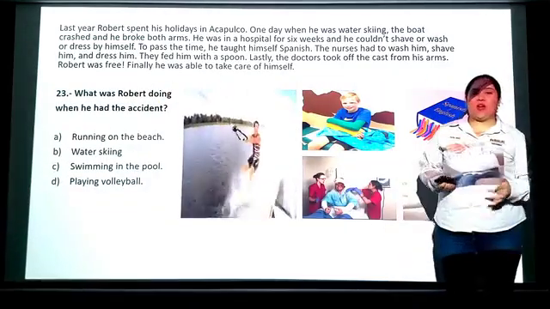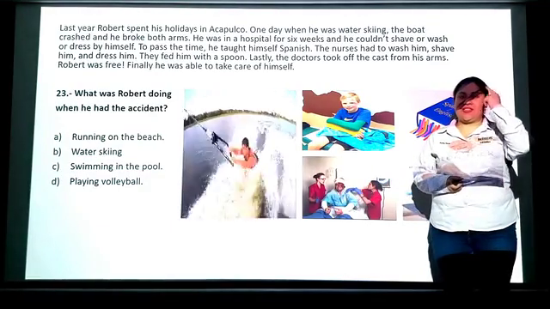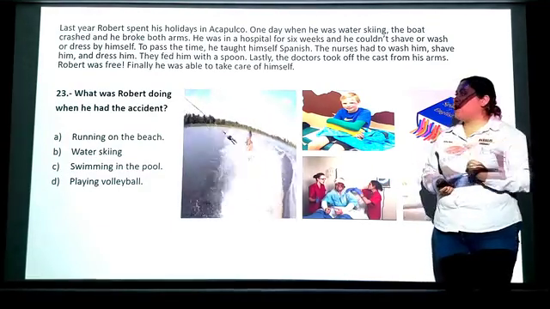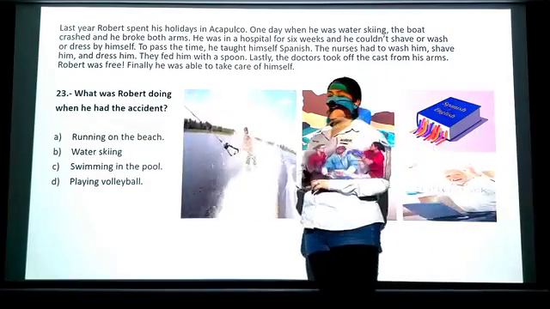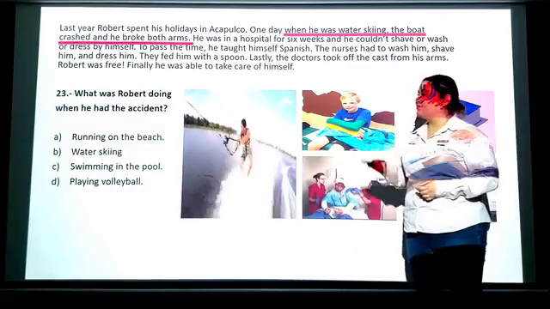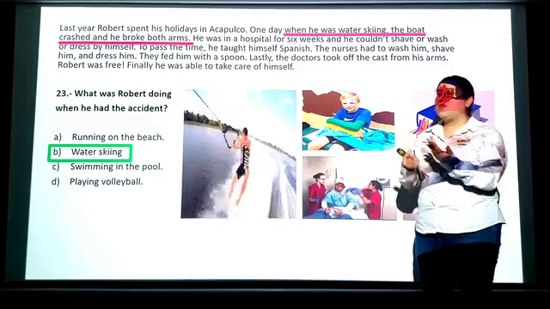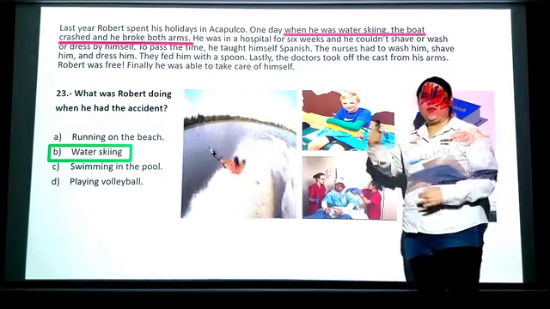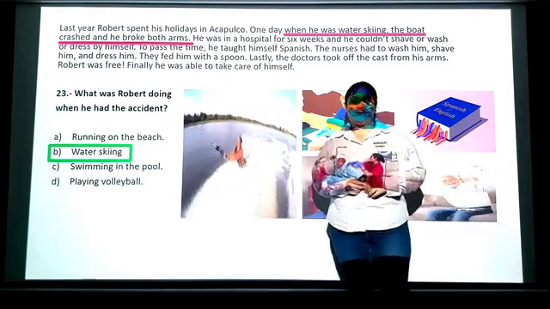Once you do what I just previously told you, to picture as many things as you can, you are going to see the question. What was Robert doing when he had the accident? Let's go back, and he was water skiing. But how can you tell? You don't have to go back and read one more time. If you picture everything, then you must have known.